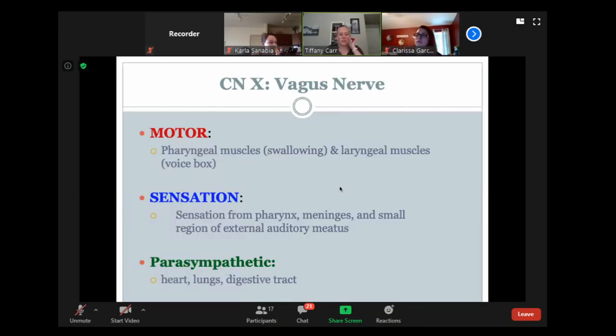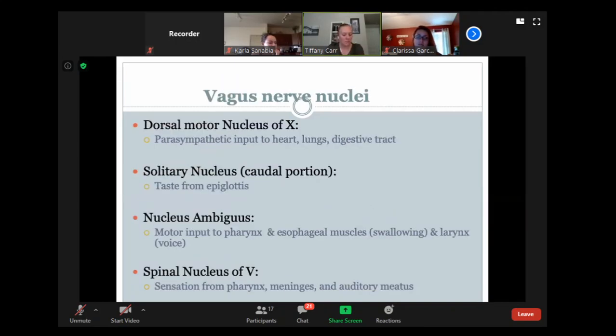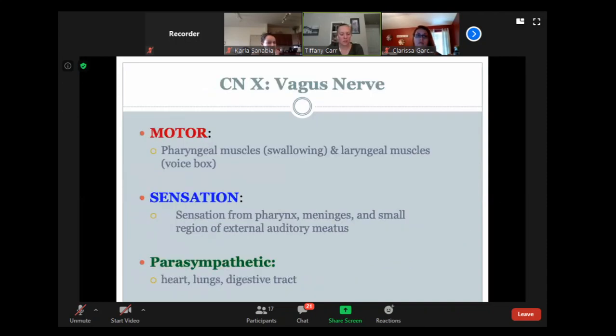Okay, so the vagus nerve, pharyngeal muscles for swallowing and the laryngeal muscles for the voice box. Sensation from the pharynx, meninges and small region of the external auditory meatus, and parasympathetic to the heart, lungs, and digestive tract. Something to note with this one, he was saying that if your patient comes in hoarse, it's possible that they've had some damage to the vagus nerve. And all the parasympathetic input is going to go to the autonomic system.